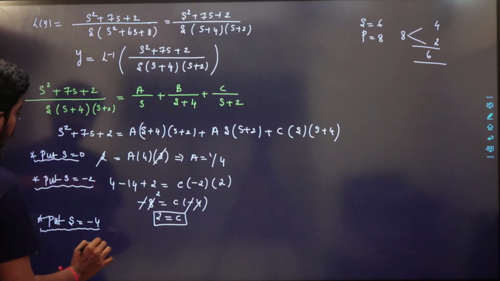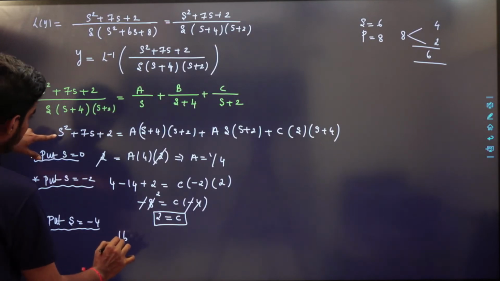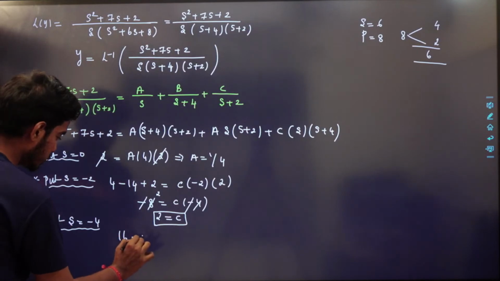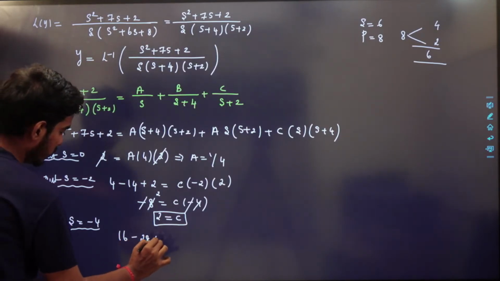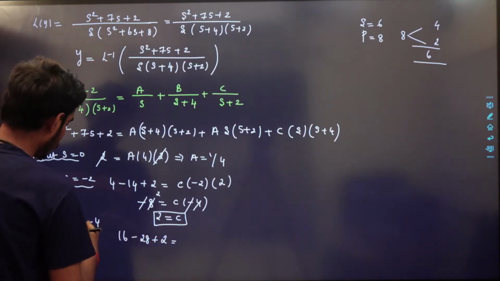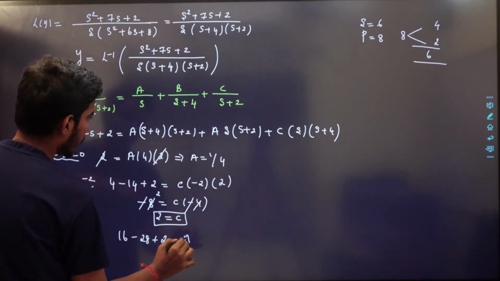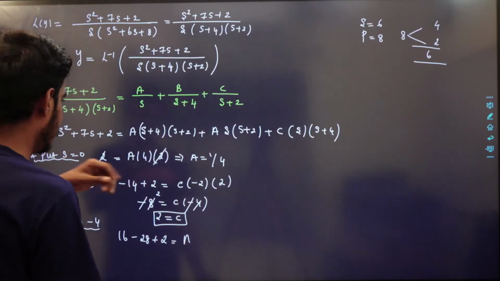Now if S is minus 4, minus 4 whole square is 16. 7 into minus 4 will be minus 28. Minus 28 plus 2 is equal to, so if S is minus 4, this will be 0, this will be 0. So we have, sorry, this B, right?